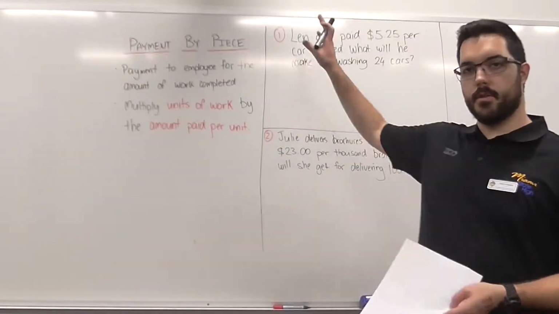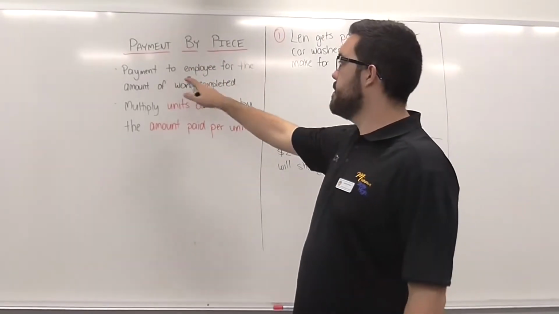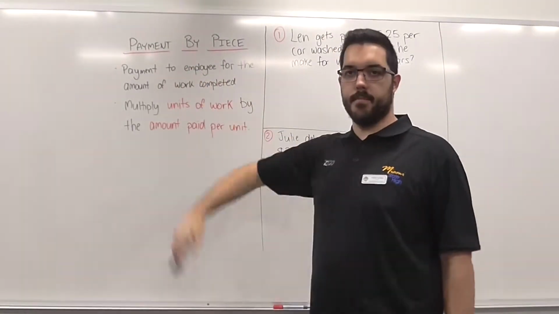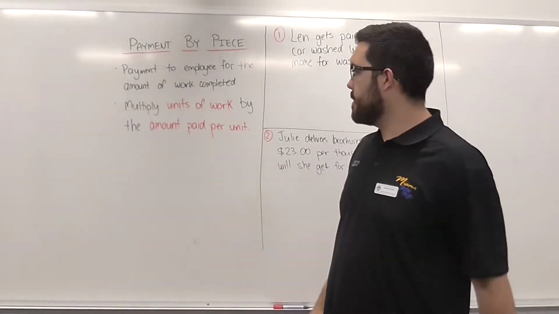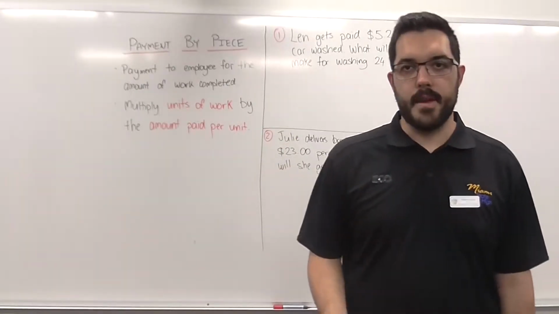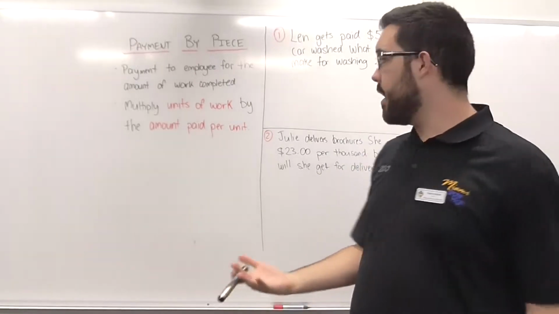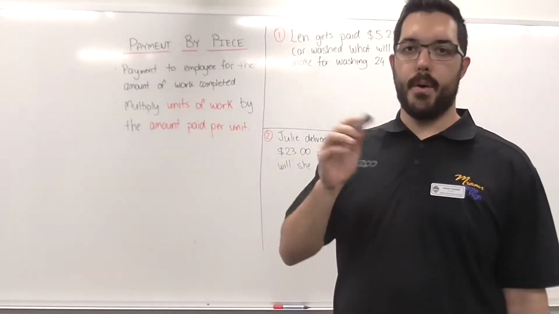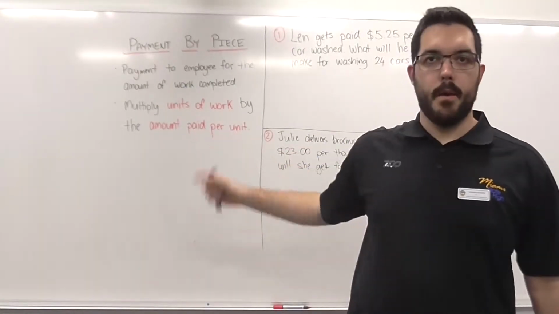Okay, so now we're going to be looking at payment by piece. Payment by piece is payment to an employee for the amount of work completed. So for every unit of work completed, I get paid a certain amount of money. To calculate the payment by piece, we'll multiply the units of work, so the amount of work that I've done, by the amount paid per unit. Okay, that's going to be important. We're going to come back to that, but it's the amount paid per unit.